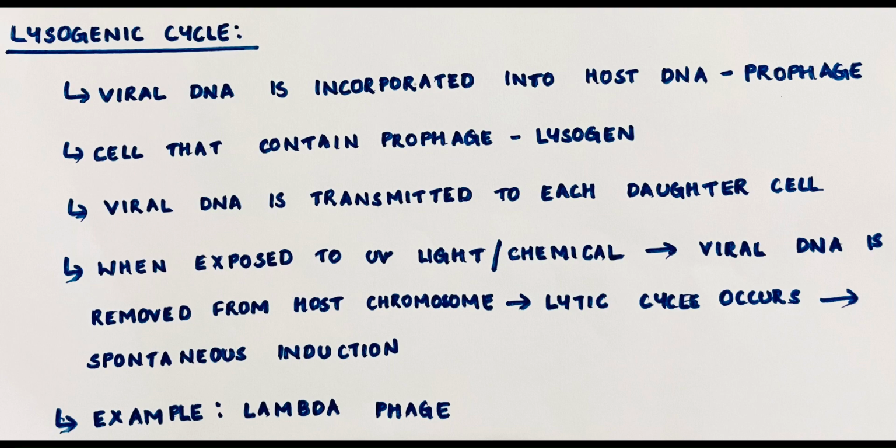In this situation, the bacteria metabolize and reproduce normally, the viral DNA being transmitted to each daughter cell through all successive generations. Sometimes when the lysogenic bacteria are exposed to UV light or chemical, the viral DNA is removed from the host chromosomes and the lytic cycle occurs. This process is called spontaneous induction. Examples of avirulent phages are lambda phages.